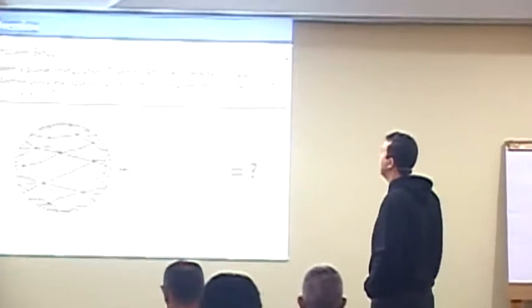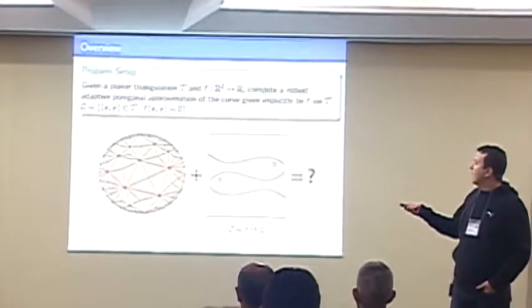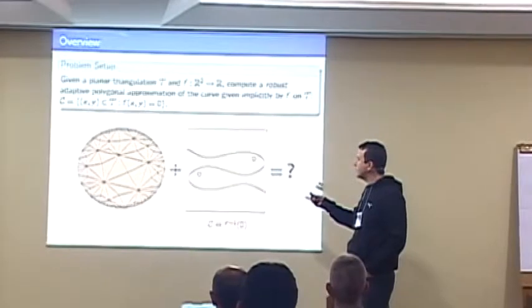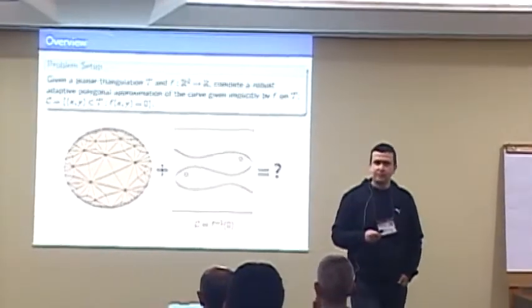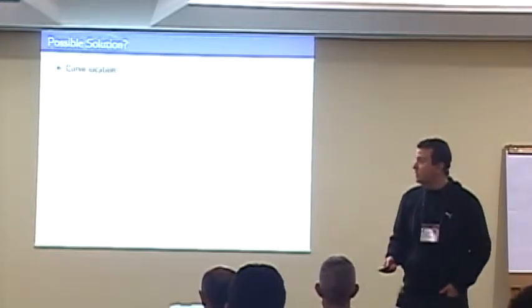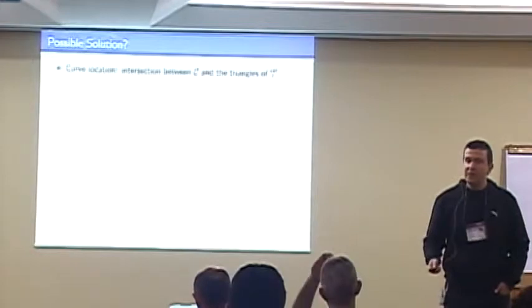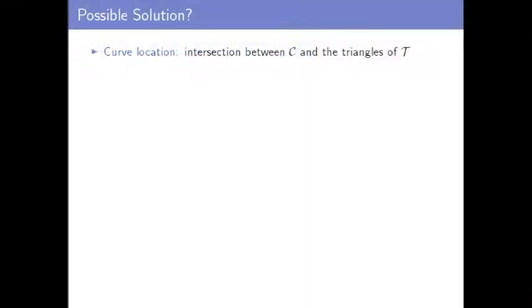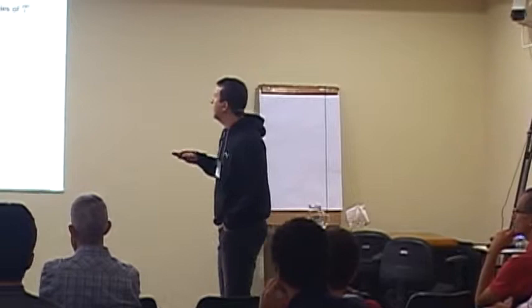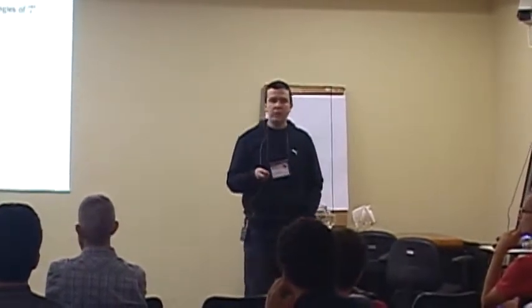In this work, the problem is, given a planar triangulation, we want to approximate an implicit curve on this mesh. The possible solution is the curve location. It means we need to compute the intersection between the curve and the triangles of the mesh. But the question is, what criteria do we use to do that?